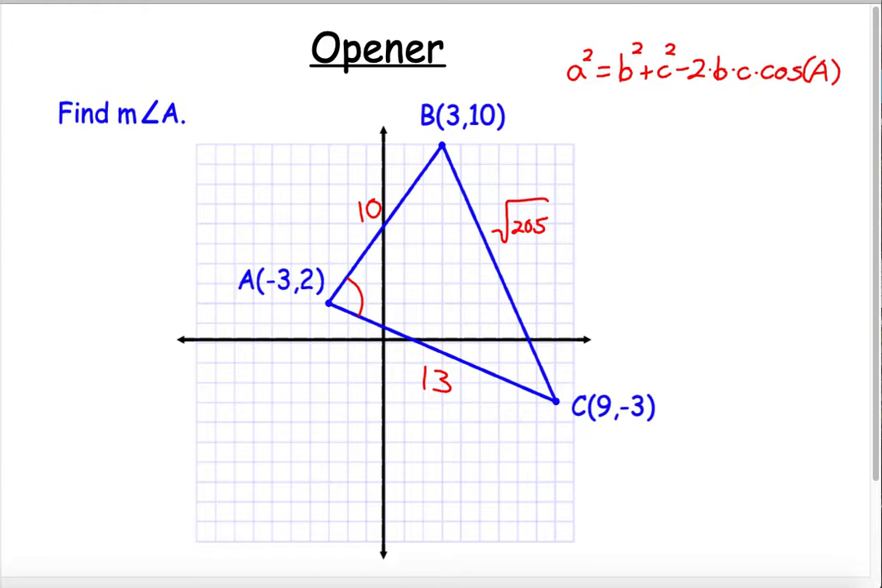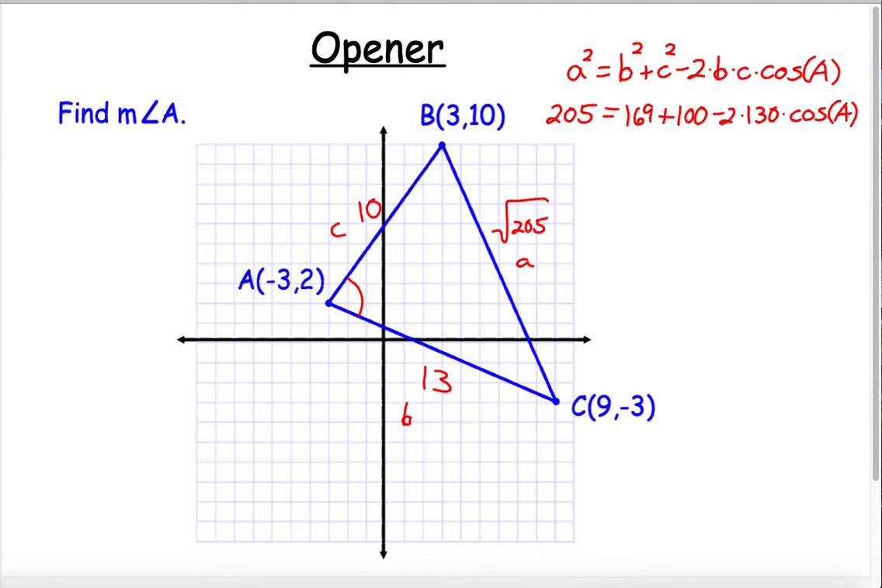And then we just plug in our numbers. So side A, here I'll label these. Side A is over here across from A. This is B and this is C. So a squared is actually going to be 205. b squared will be 169. c squared is 100. Minus 2 times b times c is 130. Times the cosine of angle A.